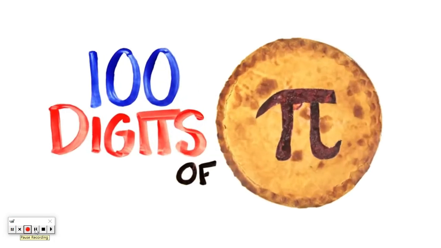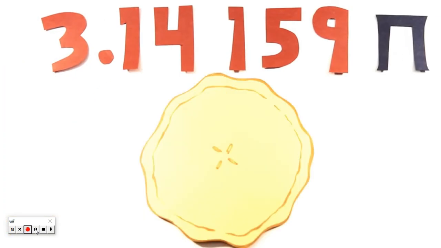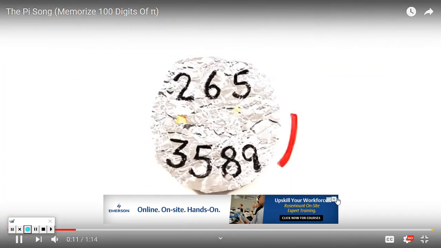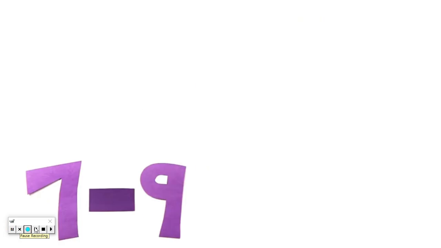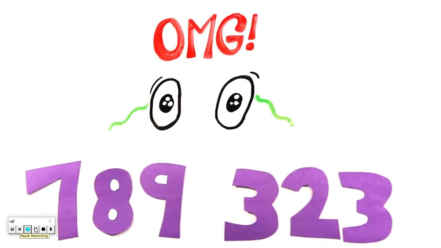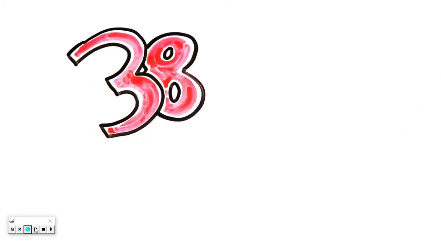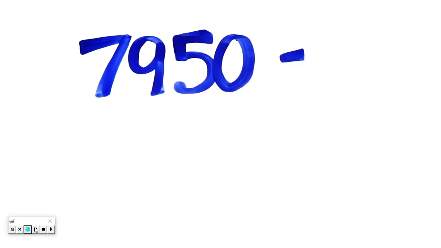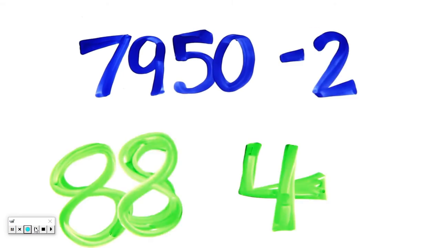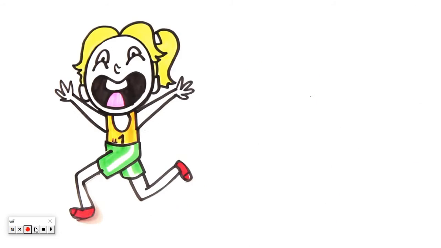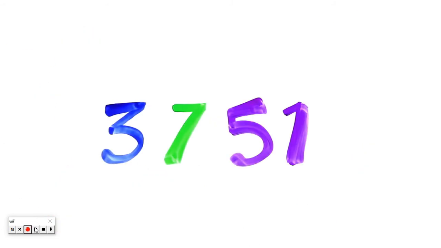100 digits of pi. 3.14159, this is pi, followed by 2653589, circumference over diameter 79, then 323, OMG, can't you see? 8462643, and now we're on a spree. 38 and 32, now we're blue, oh who knew? 7,950 and then a 2. 88 and 41, so much fun, now we're on 9716939 and 3751.